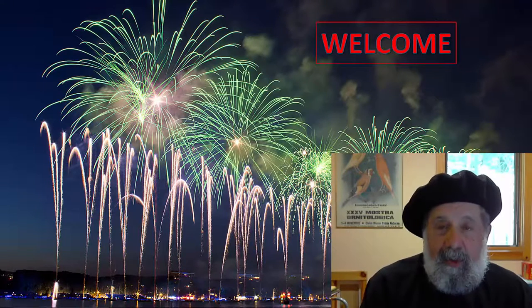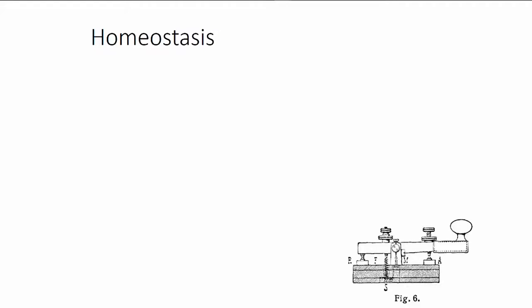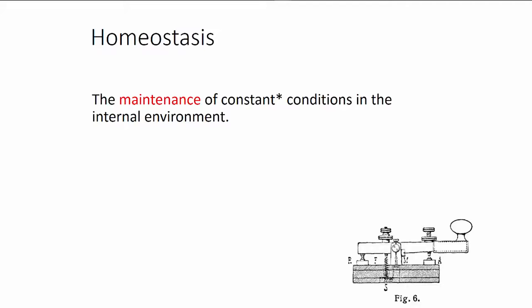Welcome to the first in a series of lectures on the physiology of the endocrine system. These lectures are meant to be at the level of an undergraduate course in human anatomy and physiology. Let's begin with an important definition. Homeostasis is the maintenance of constant conditions in the internal environment.